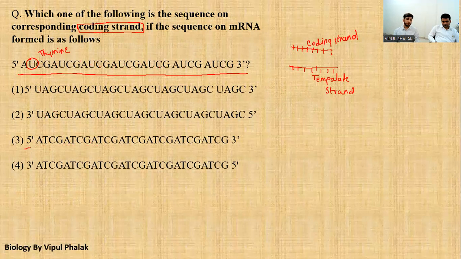You have to pay attention towards the ends too, as this is 3 dash and this is 5 dash of template strand. Here mRNA is synthesized, which has 5 dash end here and 3 dash end here, which is same as coding strand. So 5 dash at the left and 3 dash at the right. Therefore, third option is correct.